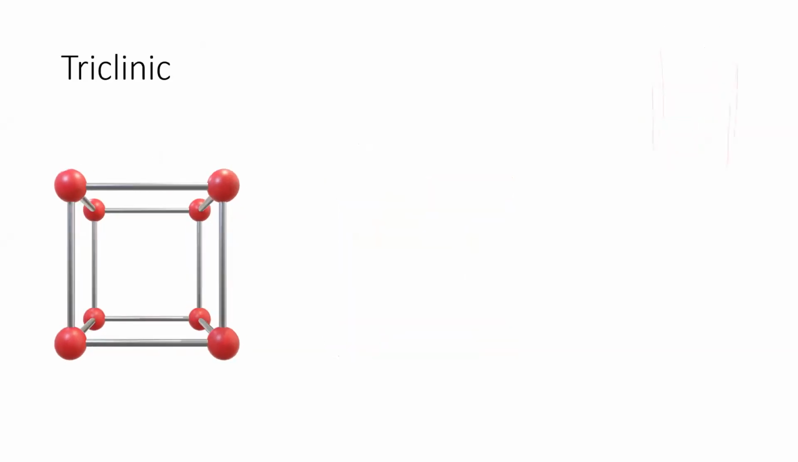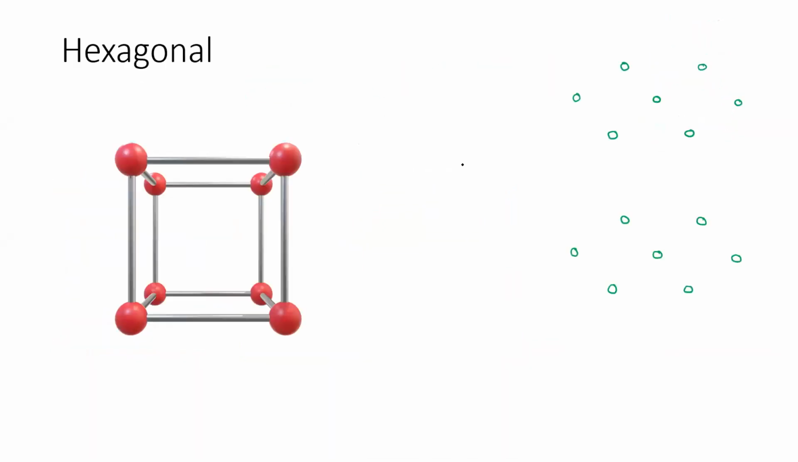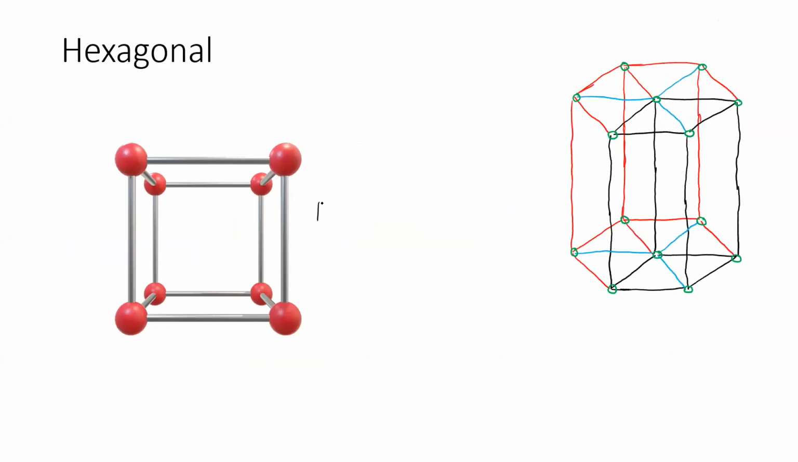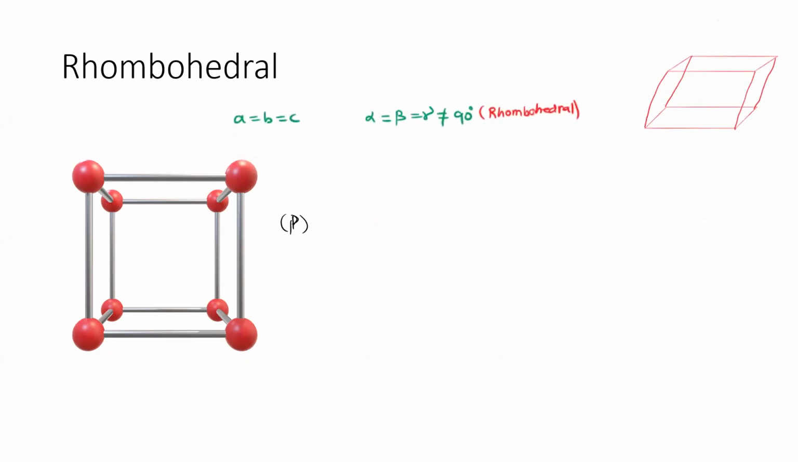The next one is triclinic, only primitive. Primitive is the only case possible. Then hexagonal, here also only primitive is possible. Rhombohedral, here also primitive is possible. Okay. So totally we have 14 categories. 14 Bravais lattices are possible.